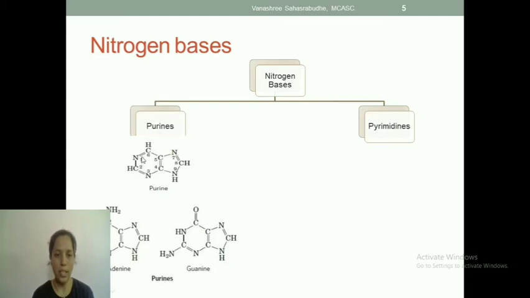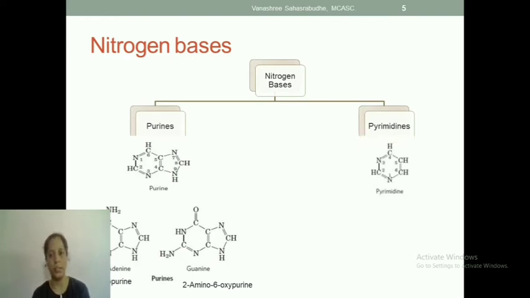Now here you can see the numbers 1, 2, 3, 4, 5 and 6. And now 7, 8, 9 you go clockwise. In that way, the name of adenine will be 6-aminopurine and the name of guanine will be 2-amino-6-oxopurine. Another type of nitrogen bases are pyrimidines, which are 6-membered single-ring structures.